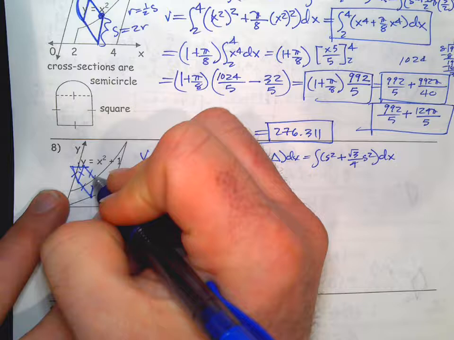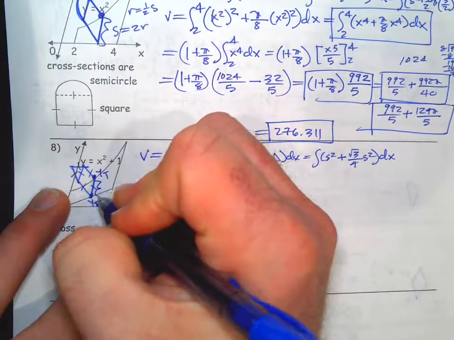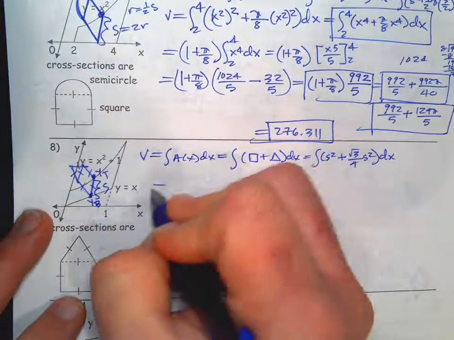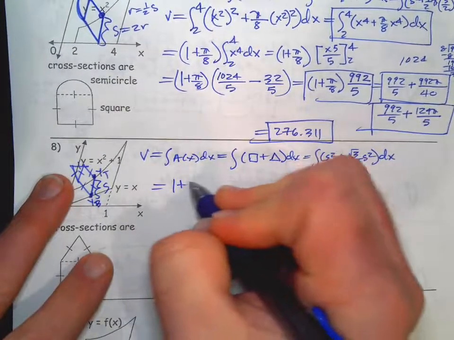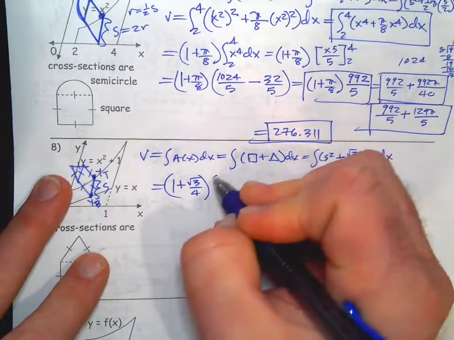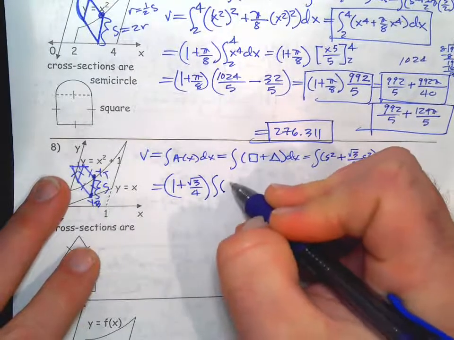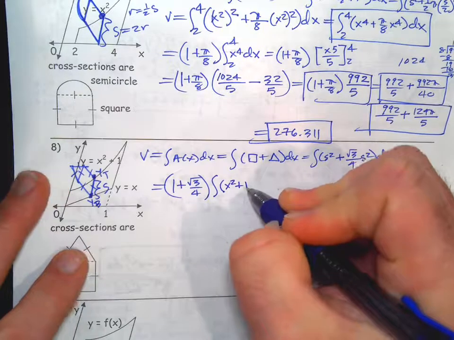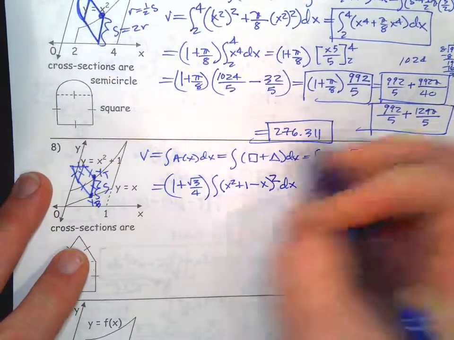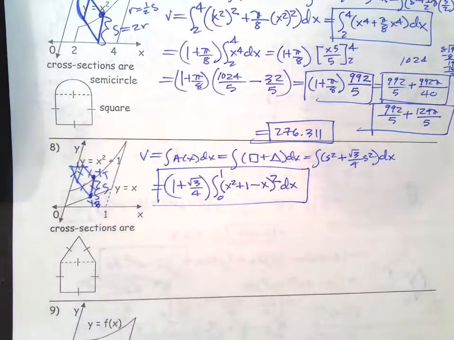The sides, though, are y top minus y bottom. That's a side. Now, to clean this up and make this a little easier, I could factor out a 1 plus root 3 over 4, because they both have side squareds, and leave the side squared in here. Now, the side squared is going to be y top, which is x squared plus 1, minus y bottom, which is x squared, dx from 0 to 1. So this is your setup for your calculator. You can just put that in your calculator.